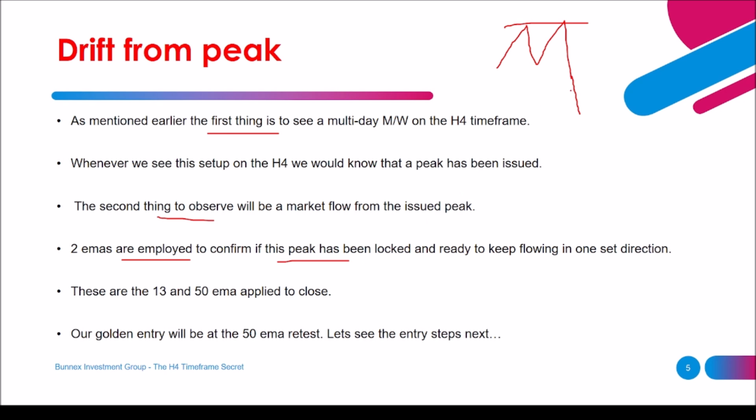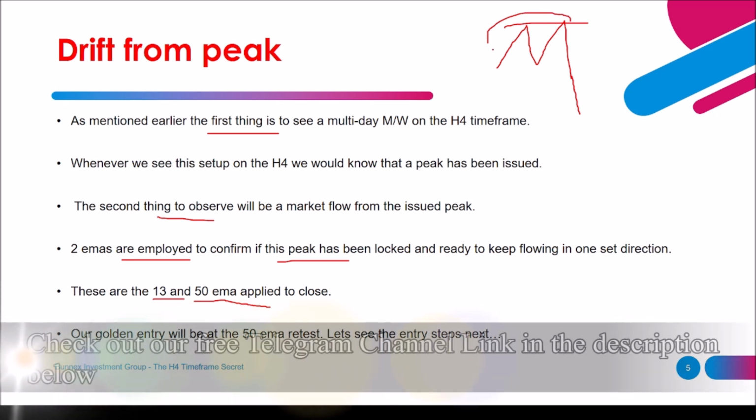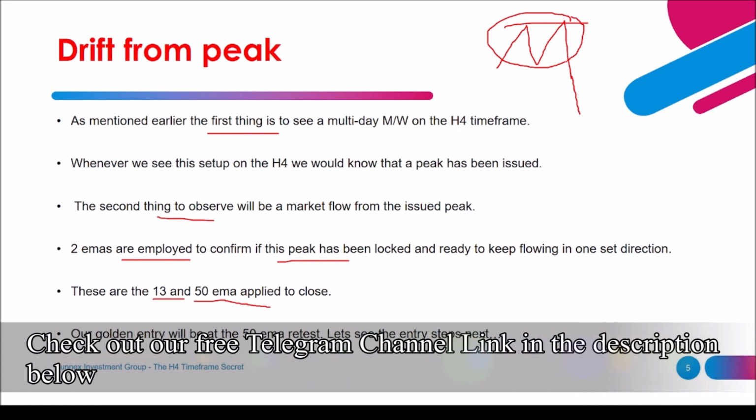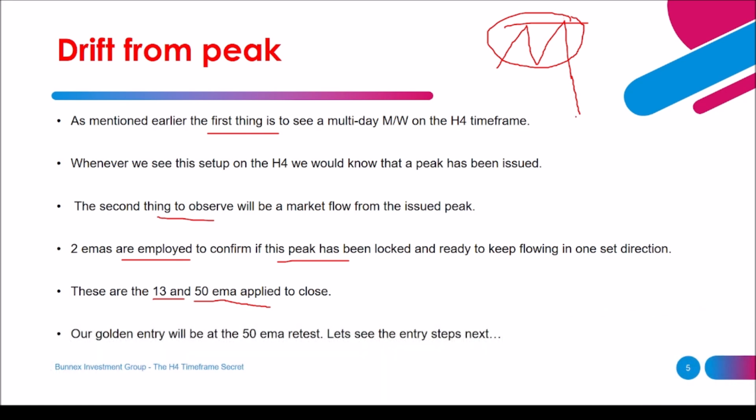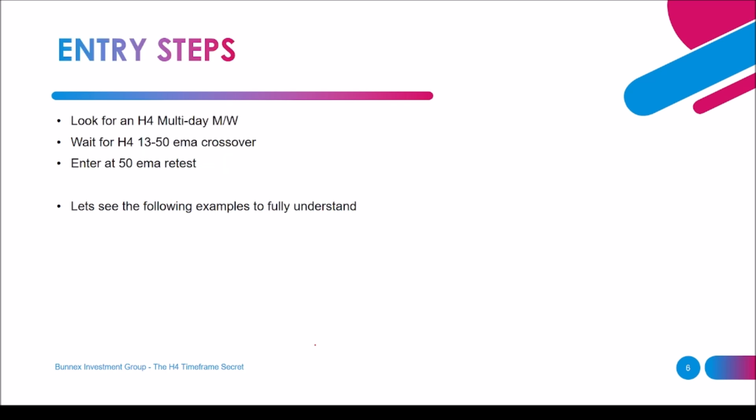So to confirm if we are now going away from this peak and have a long unilateral movement, we need to use these 2 EMAs, which are the 13 EMA and the 50 EMA applied to close. So whenever we see these two crossing over, we would know that this particular peak has logged and we are now ready to move in a unilateral direction of the set point. Then our golden entry will be at the 50 EMA retest, and to simplify that further, let's see the next entry steps. So here are the entry steps.